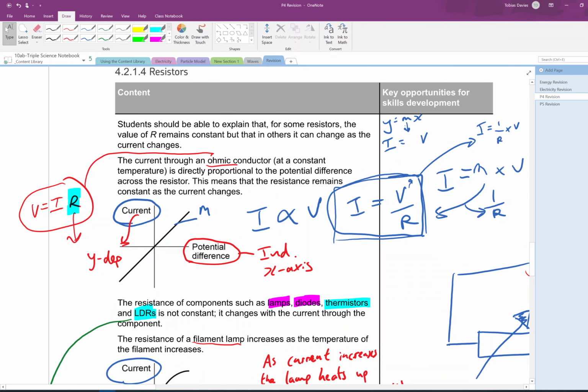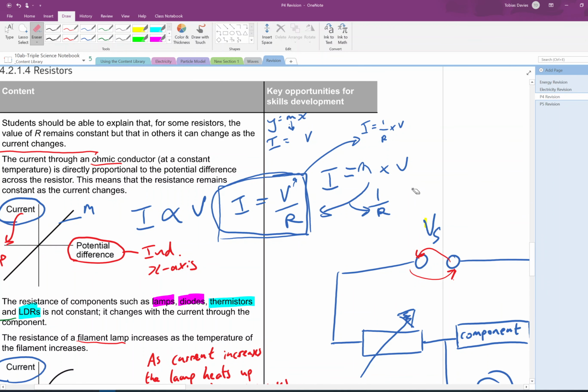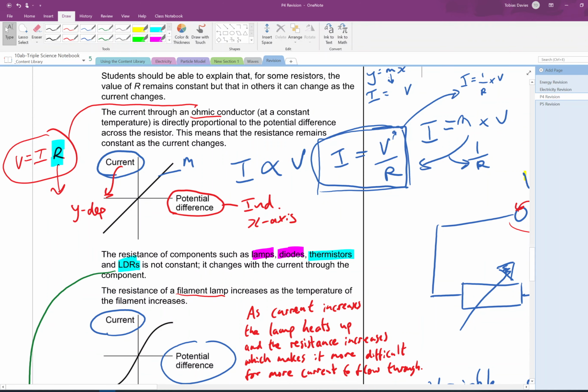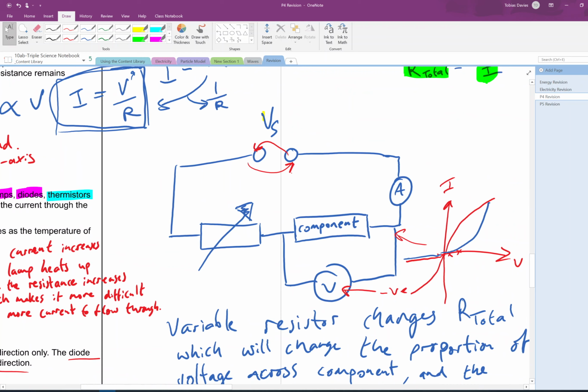Anyway, that maths is relevant to higher tier, not relevant to foundation, but what I'm about to say about looking at components is very much relevant to all groups. So if you want to look at the resistance of a component, or how it changes with voltage, you need to change the voltage, measure the current, and then you can look at how the resistance is changing.